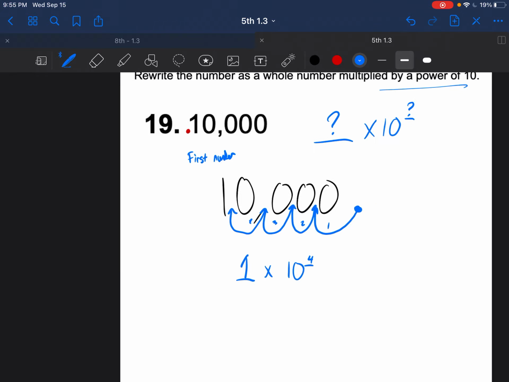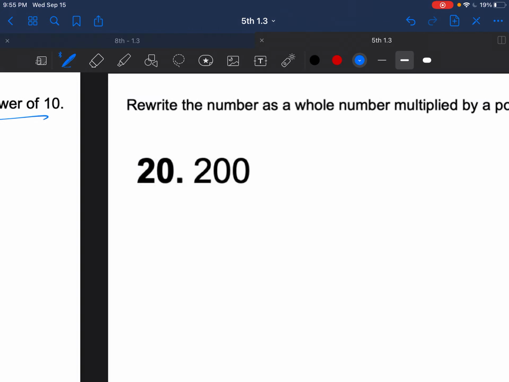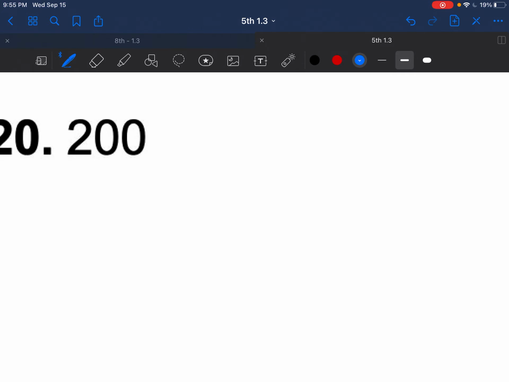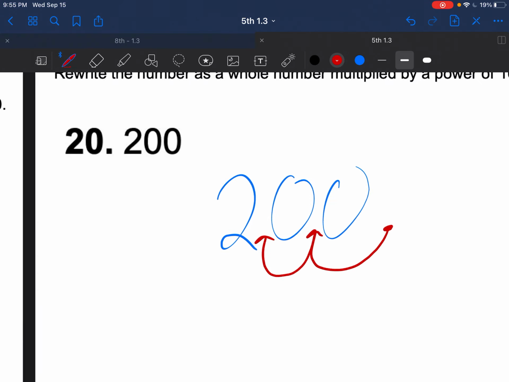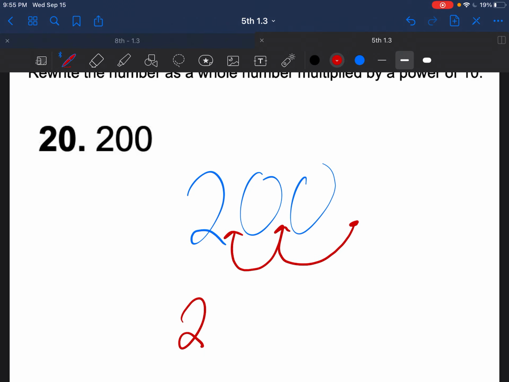Let's try another one and see if it works. Number 20. Let's write it down. So remember, we just have to move our decimals all the way to that first number. So 1, 2. So now we have 2 times 10. And how many bunny hops did we make? We made 2 of them. So 2 times 10 to the 2nd.